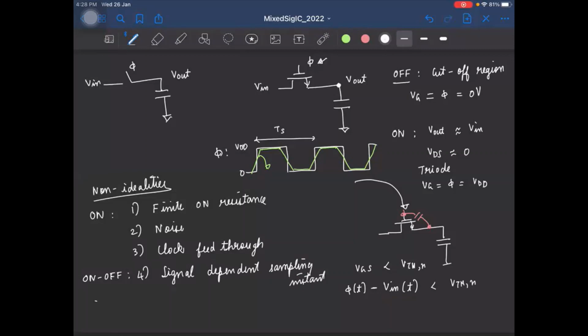Okay, and when the MOSFET turns off, ideally we want this MOSFET to be out of the picture, right? And this input and output must be isolated, right? But again, due to parasitic capacitance from drain to source, we have a path for the input signal to leak to the output. Okay, so this problem is called hold mode leakage.